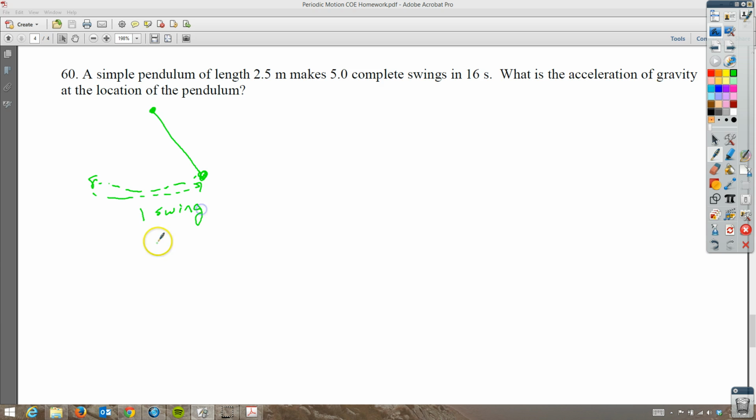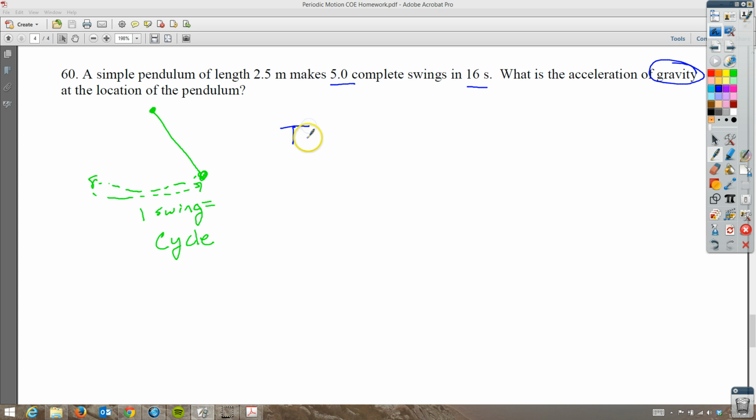And that would also, could also call that 1 cycle. So it's got to go all the way over and all the way back for that to happen and for that to count. So it does 5 of those complete swings in 16 seconds. They want to know, what is gravity? What is the acceleration of gravity at the location of the pendulum?